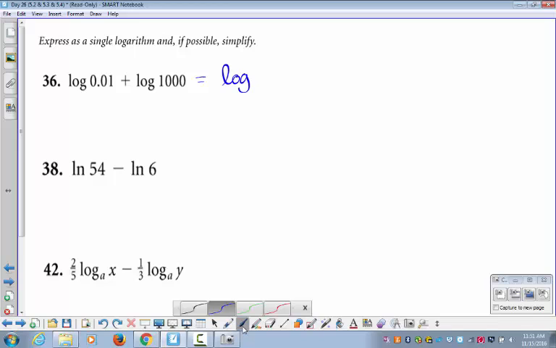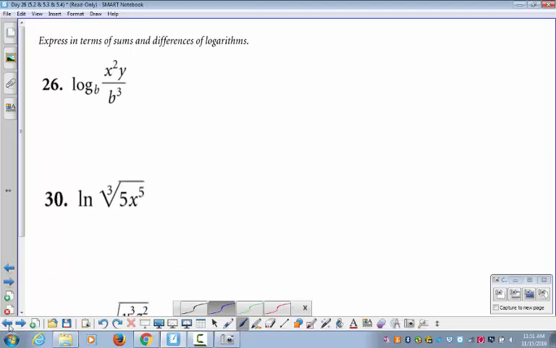So our product rule says that that's going to equal log base 10, or common log, you just say log, of what? We multiply those two. So log base 10 of 10, and what does that reduce to? 1. Let's go back to that page that someone skipped.